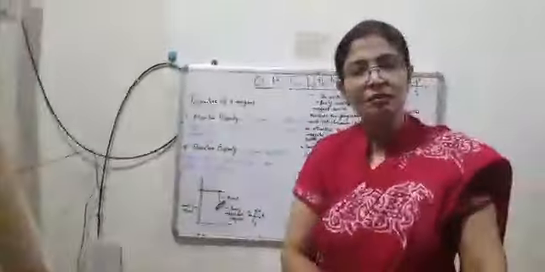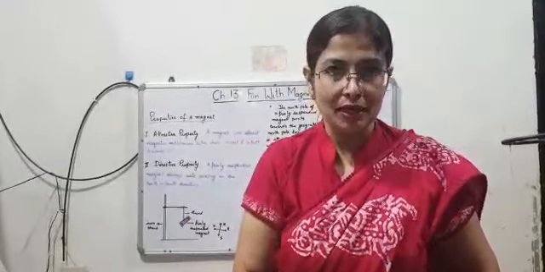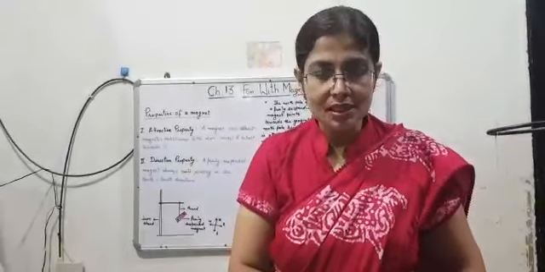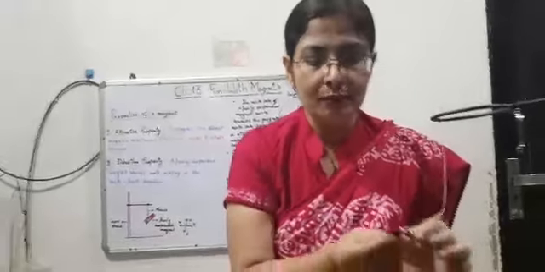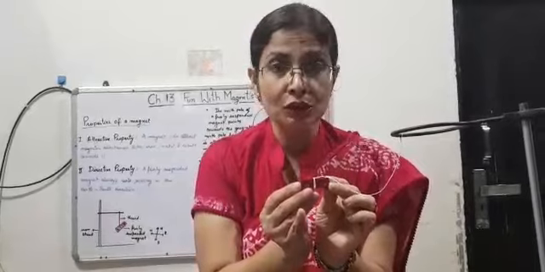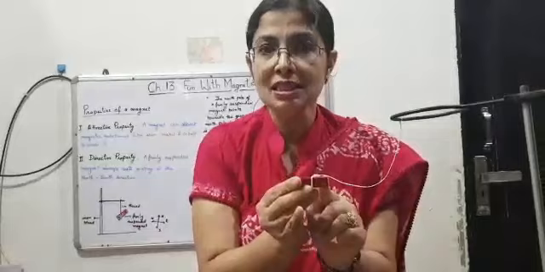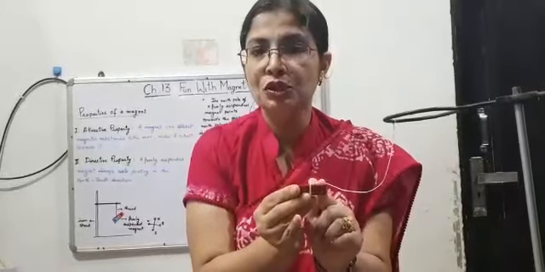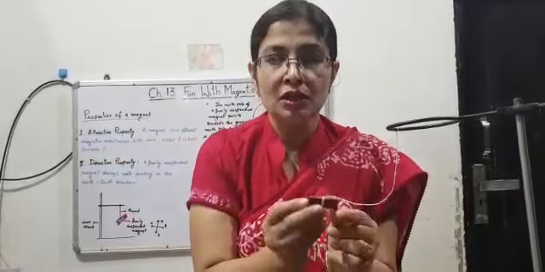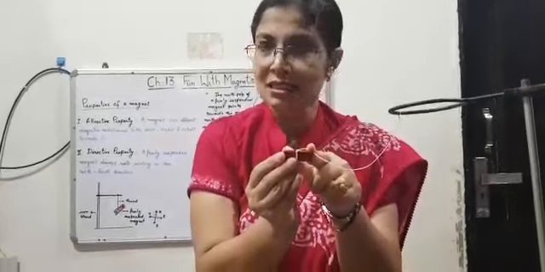Now let us come to the third very important property of the magnet. Before studying this property, you must understand that the pole of the magnet which points in the north is known as the north pole, and the south seeking end, that means the end of the magnet which points in the south, is known as the south pole. The north seeking end is the north pole, the south seeking end is the south pole.